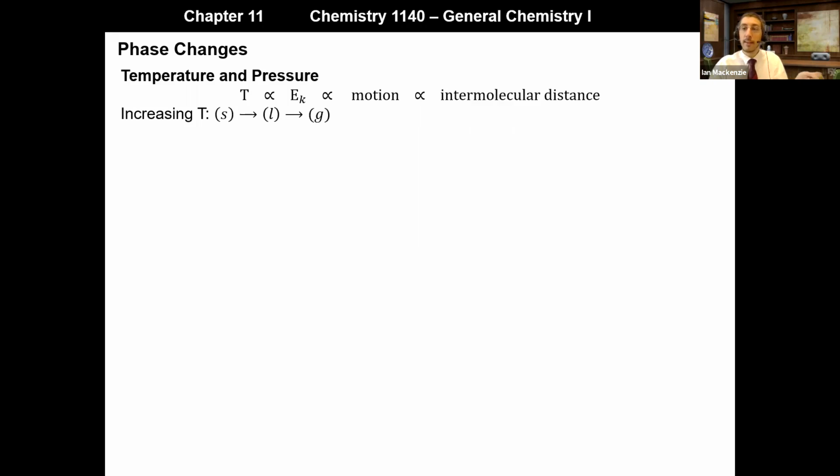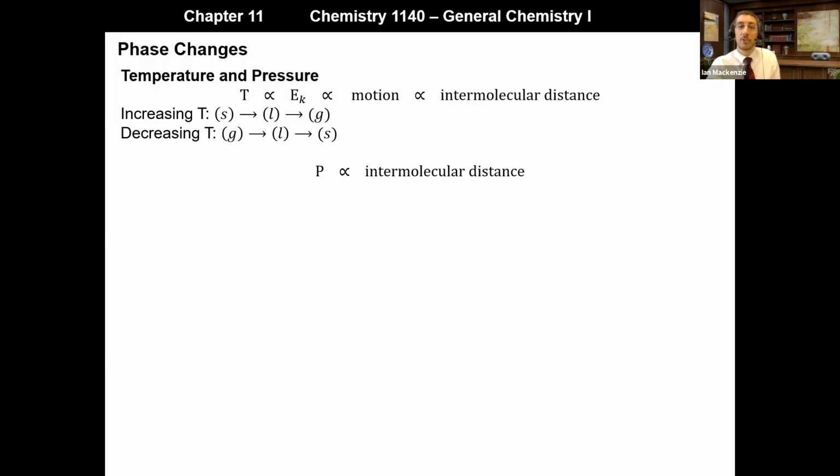And so increasing the temperature, because we increase the kinetic energy and thus the amount of motion and the intermolecular distance, we go from a solid to a liquid, and then as we continue to increase the temperature, we go to a gas. That's fairly straightforward. We're pretty familiar with that. And if we do the opposite, if we decrease the temperature, we go from gas to liquid and liquid to solid, normally speaking.